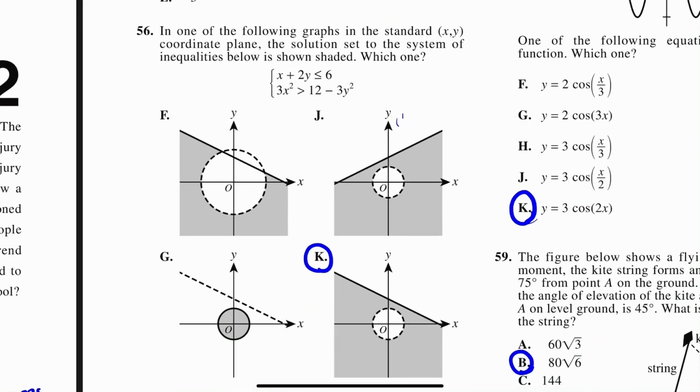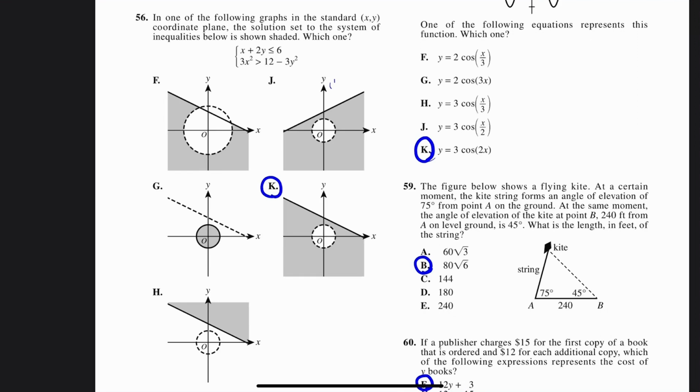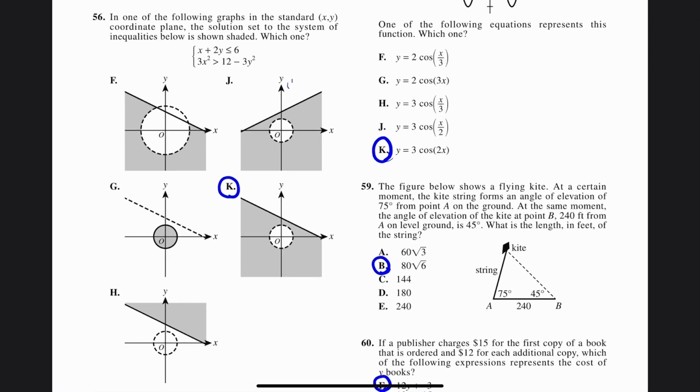All right, 56. Let me zoom out here a little bit. In one of the following graphs in the standard coordinate plane, the solution set to the system of inequalities below is shown shaded. Which is the correct answer? So let's start with this first one. I'm going to put a little pink polka dot next to it.